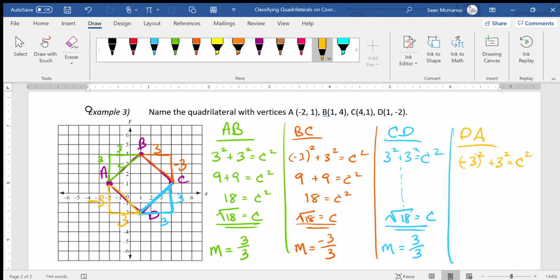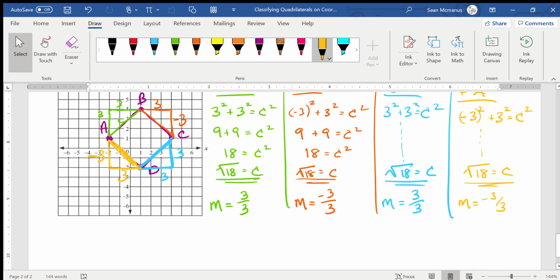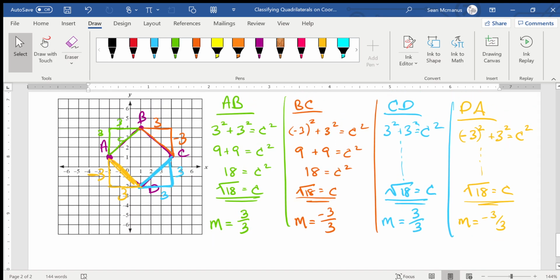Right, that looks just like the orange one. So same numbers are going to give me the same result. And my slope for that one's going downhill. My yellow one's going downhill, so negative 3 over 3. So we did all the work. Now we have to make a determination.